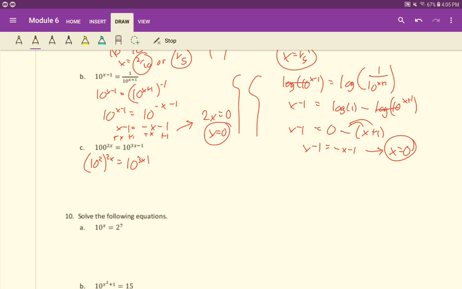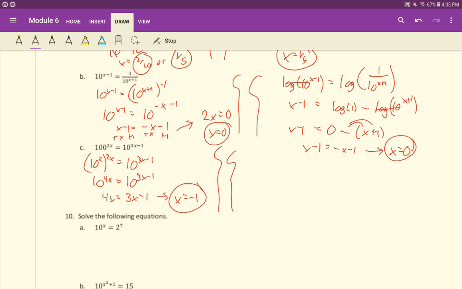Okay. So hopefully you tried it here. A power to a power, we can then just multiply. It becomes 10 to the 4x equals 10 to the 3x minus 1. Okay. Same base. They're equal. So that means the powers have to be equal. Subtract 3x from both sides. You get x equals negative 1.